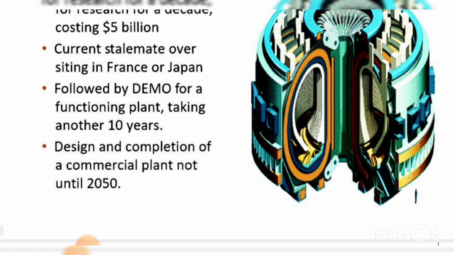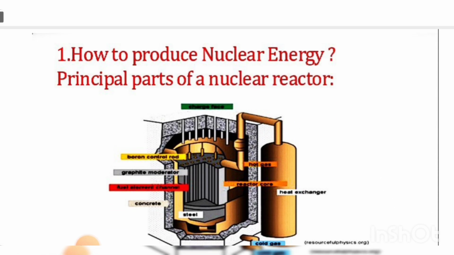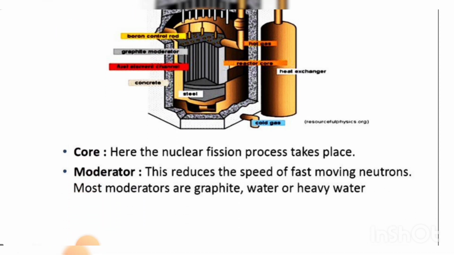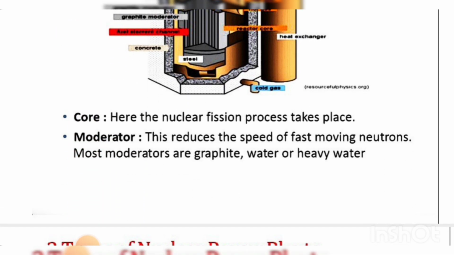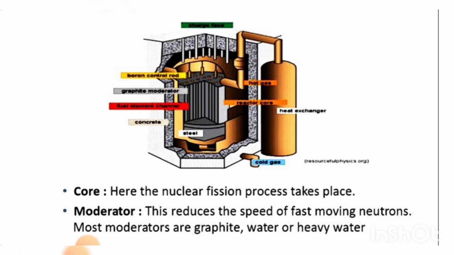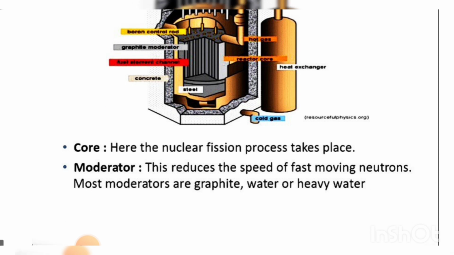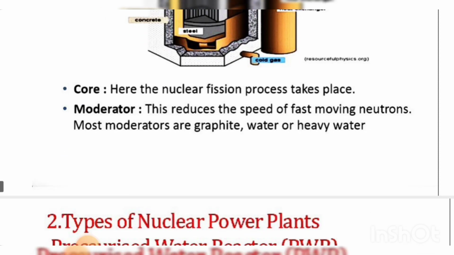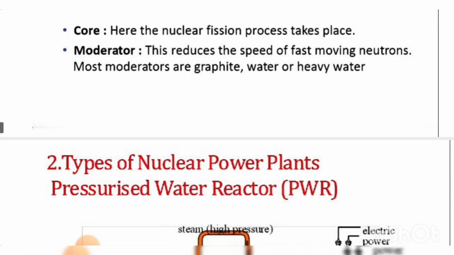This is the demo plant, and next is how to produce nuclear energy, the principal parts in a nuclear reactor. There are so many parts. The main part is the core, where the nuclear fission process takes place. Then the moderator. Moderators are generally made of graphite or heavy water to reduce the speed of neutrons.